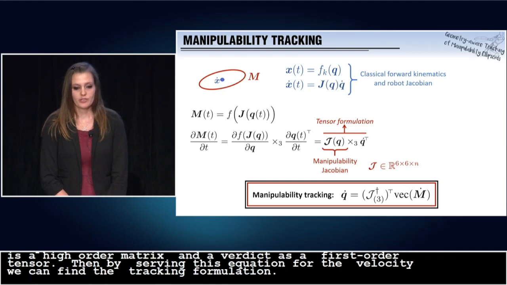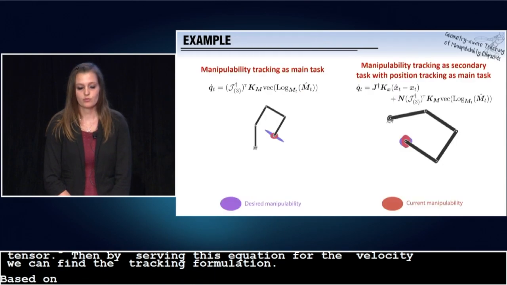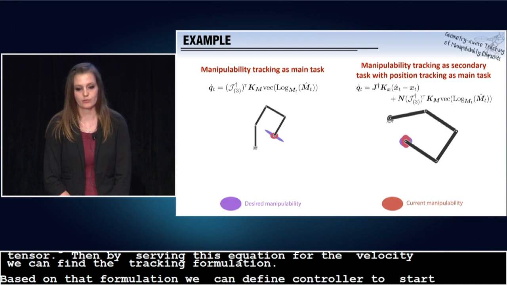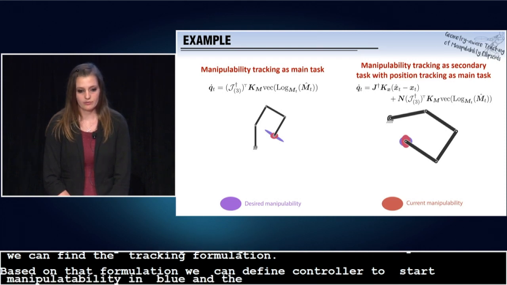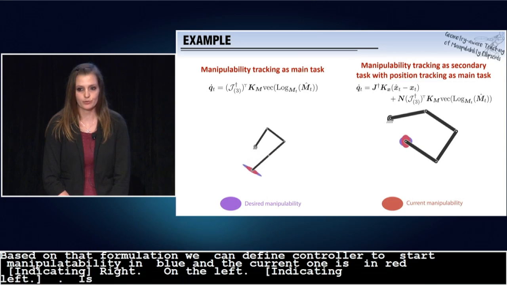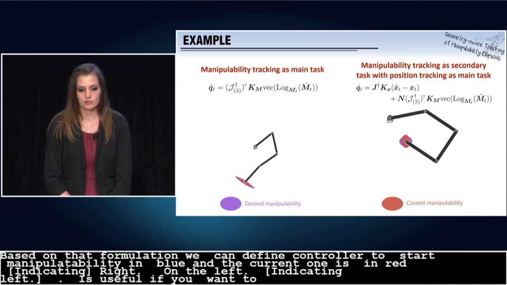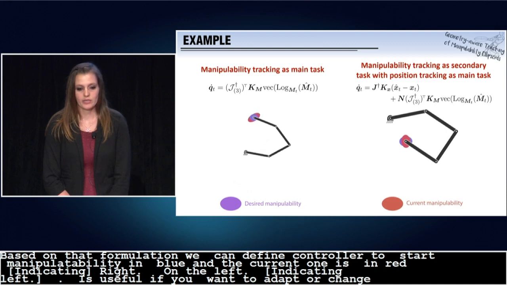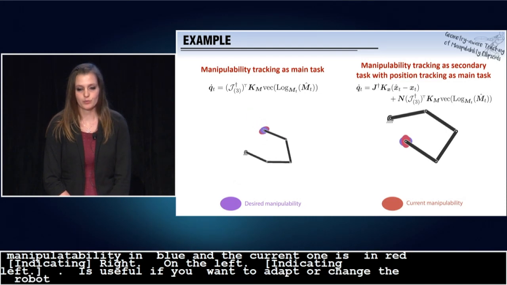So based on that formulation, we can now define controllers to track manipulability either as main task on the left or as secondary task on the right. So in those examples, the desired manipulability is in blue and the current one is in red. So on the left, to track manipulability as main task is useful if we want to adapt or to change the robot posture before doing another task, such as position tracking. So you can observe here how the robot changes posture in order to match the desired manipulability ellipsoid as best as possible.